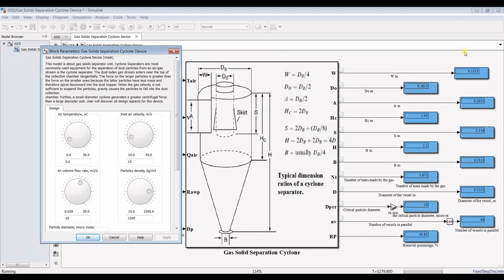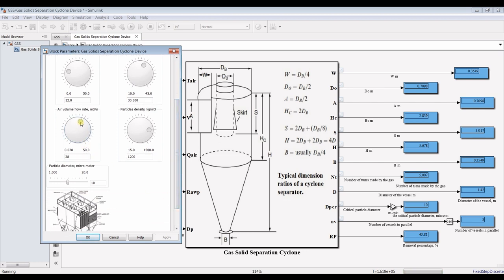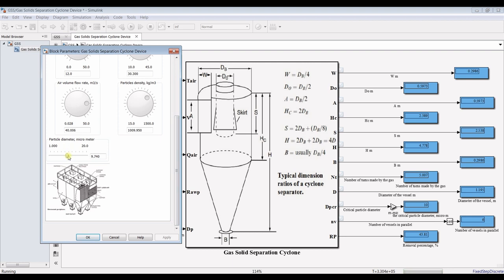okay, this is the result based on the current situation. Suppose I am increasing inlet temperature, increasing the velocity of the air up to 30 or 25 meters per second, 30, okay. And we can increase air volume flow rate. Suppose I need, for example, 40 meters cubed per second, and density of the particles in the air, suppose it's 1000 kilograms per meter cubed, and it's heavy. And particle diameter, suppose it's around 5 micrometers. Okay, 5, let's go for 5. Okay, that's it, stop.